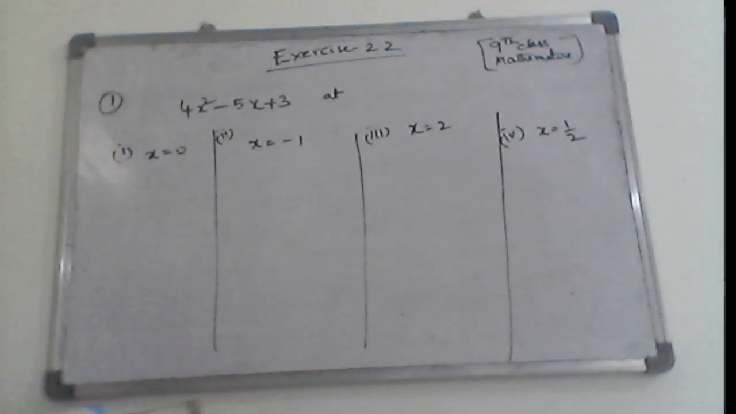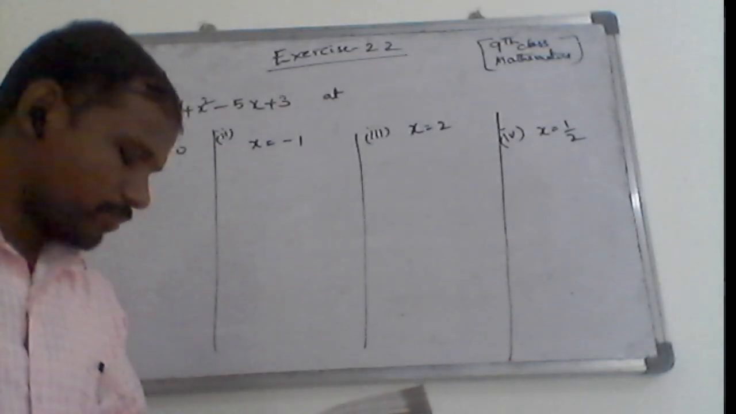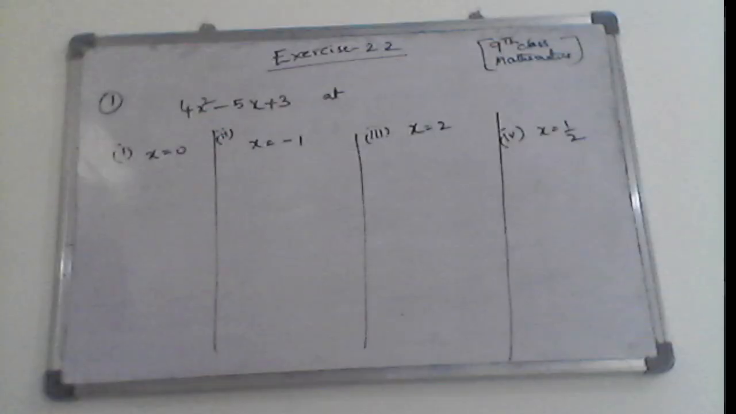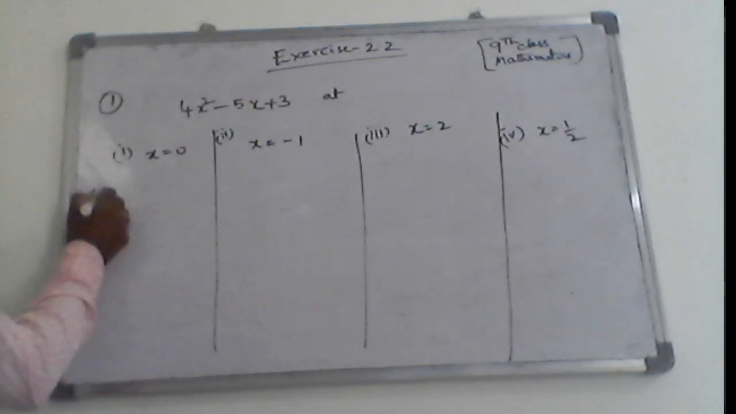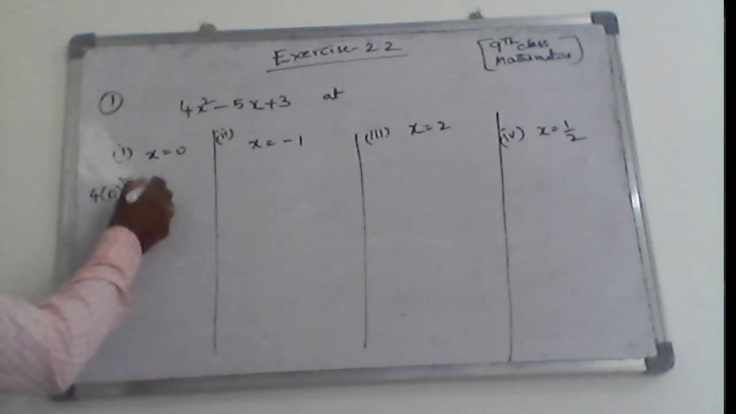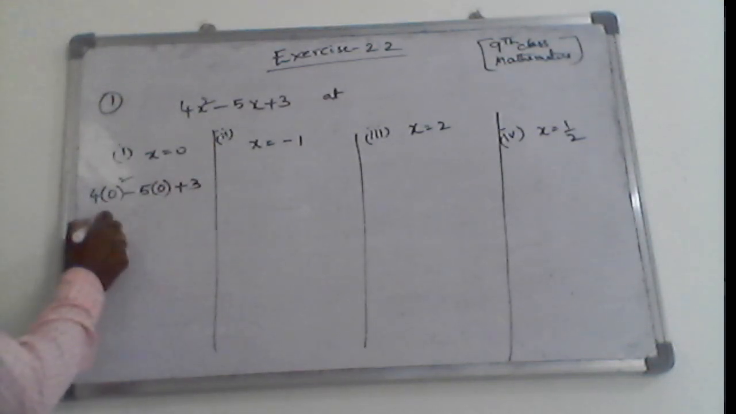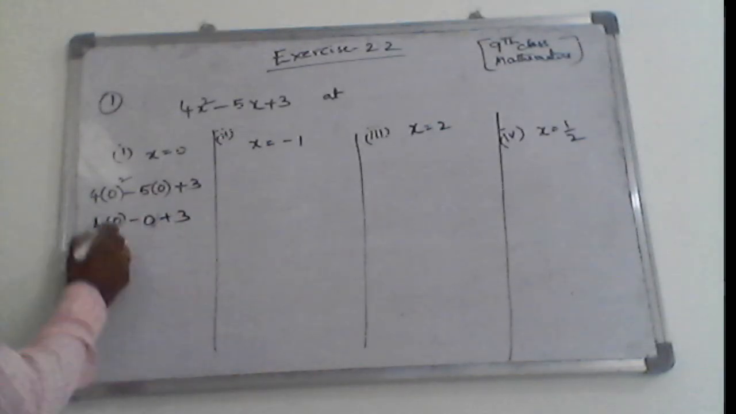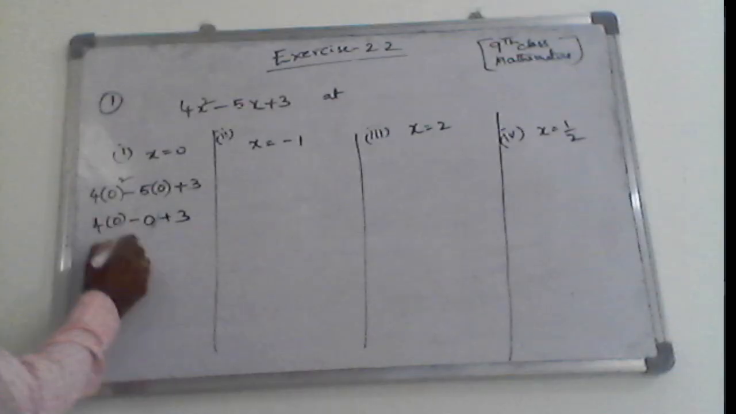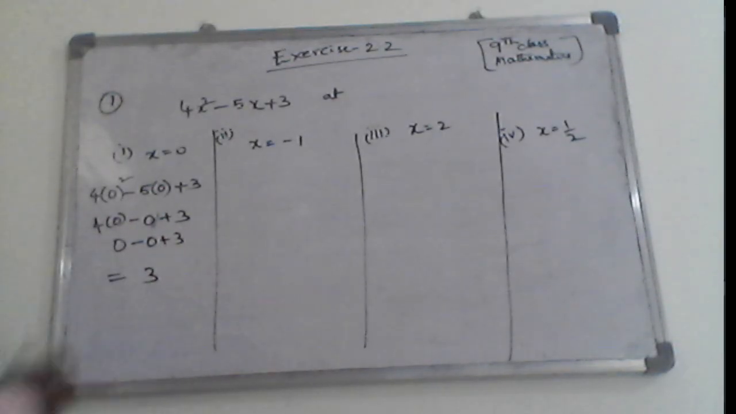So, first one, 4x square minus 5x plus 3. Find the value of the polynomial 4x square minus 5x plus 3 at x equal to 0. So, x equal to 0. Substitute this value in this equation: 4 of 0 whole square minus 5 of 0 plus 3. So 4 into 0 square means 0, minus 5 into 0, 0, plus 3. 0 minus 0 plus 3 equal to 3. This is the final answer.